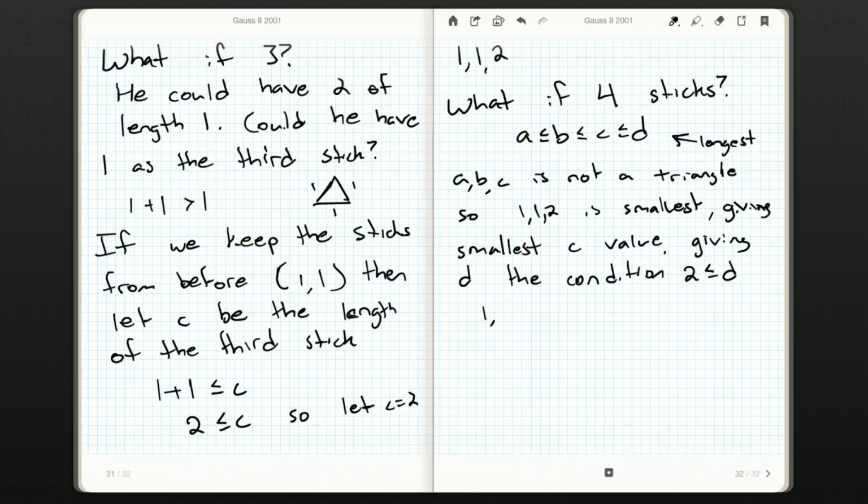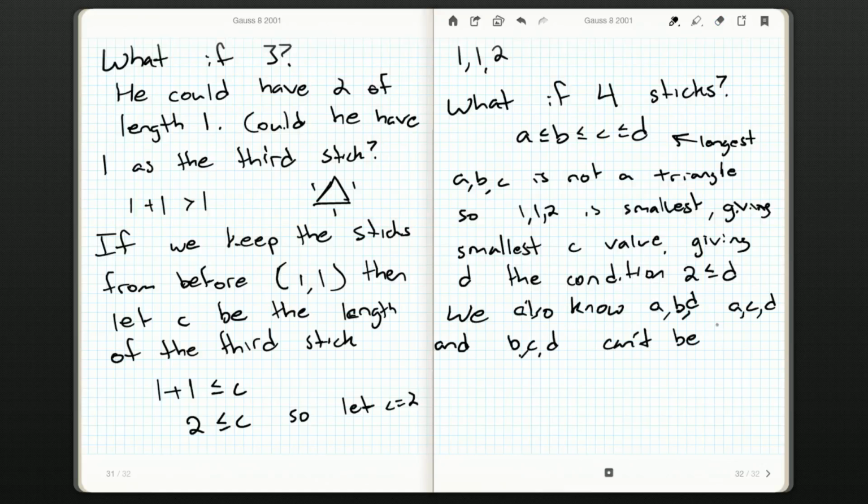But we know that 1, 1, and D can't be a triangle. We know that 1, 2, and D can't be a triangle. So I was using the first one, and using our second one, B, we know that, let's write it out. So we also know that A, B, D, A, C, D, and B, C, D can't be triangles.